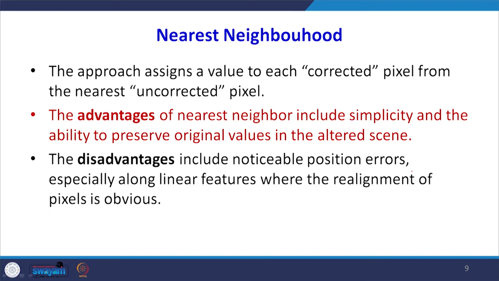Corrected pixel means the georeferenced pixel, which we have done georeferencing. Now, this method is very simple. This is the advantage of this: computationally, it is efficient, preserving the original value.